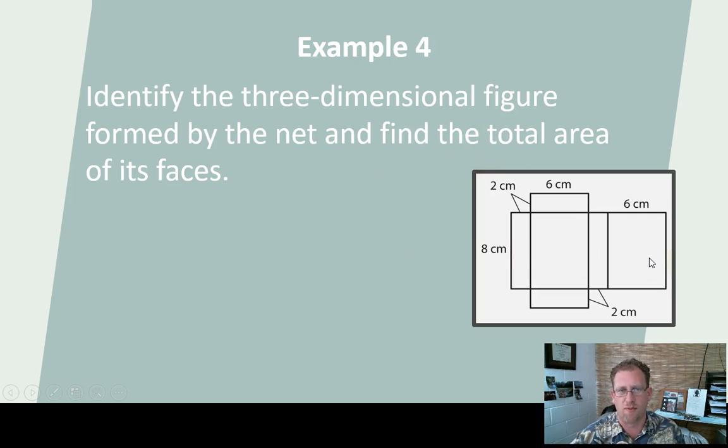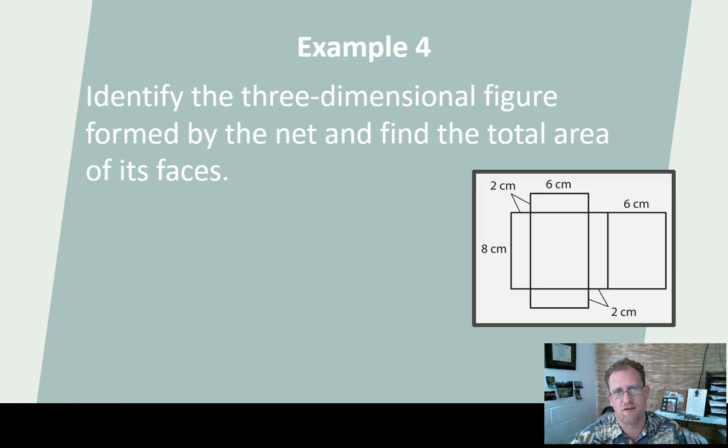This looks like a cereal box, unfolded. Can you see that in your brain? You wrap all this together in your brain and be like, oh yeah, it's a box of Cheerios. I have here a rectangular prism, because if I folded these four things up and then folded this across the top, I'd have a rectangular prism. Okay, what's the total area?